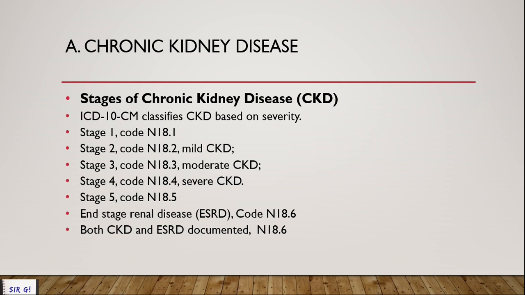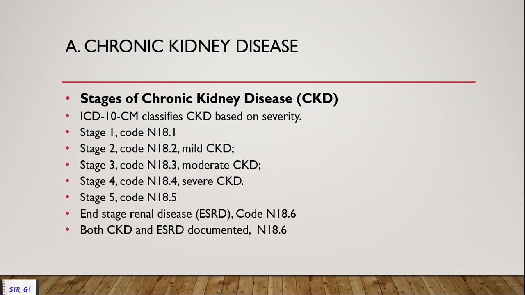disease, which I also discussed in your chapter 9. Remember when we discussed hypertension with chronic kidney disease, you always need to specify the stage of your chronic kidney disease. So here are some examples. Here are the stages of your CKD. Stage 1 is also known as N18.1. Stage 2 is also known as N18.2, which is also known as your mild.